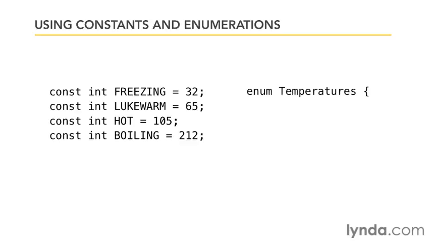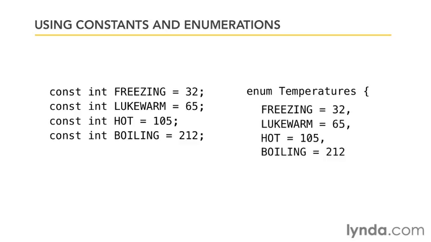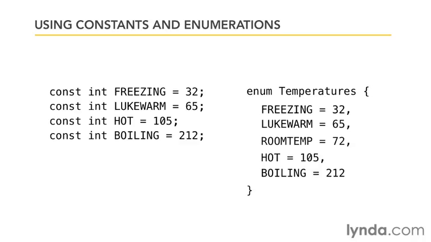In this case, we can build what's called an enumeration for temperatures, and we just simply group them all together. So for example, we would group the value of freezing and lukewarm and hot and boiling all into one enumeration. This way, if we wanted to add a new one in the future, like say we wanted to add one for room temperature, all we would do is make room for it in the enumeration, add the value for it, and then we're done. So now we have a whole bunch of temperatures that are grouped together logically instead of having a whole bunch of different const int definitions.